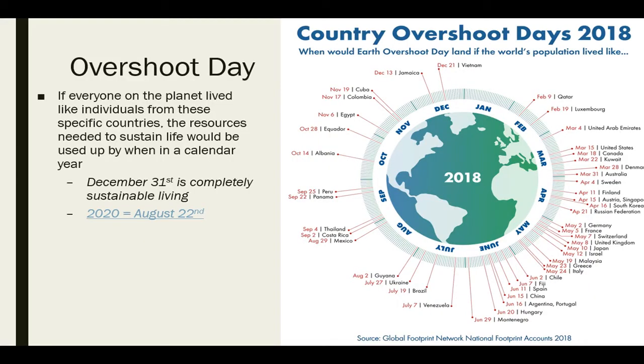So the United States here, where are they at? March 15th, they run out of their resources, or we run out of our resources. Better grammar there. It means we are one of the most affluent countries. We use some of the most resources available of any of those countries.